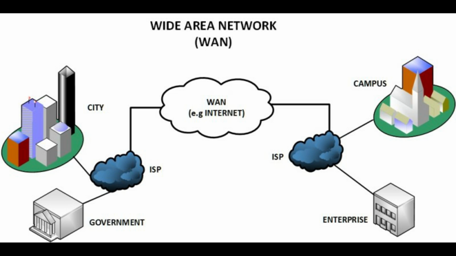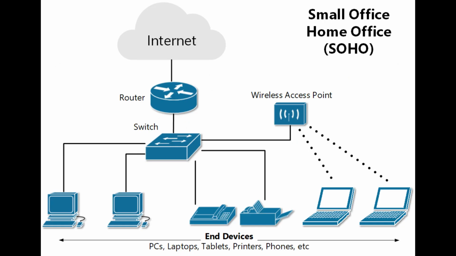The small office, home office, SOHO, networking topologies. SOHO networking topology is generally used in small offices or home offices. For your reference, a typical SOHO networking topology includes a laptop, router, internet, access point, switch, and desktop.